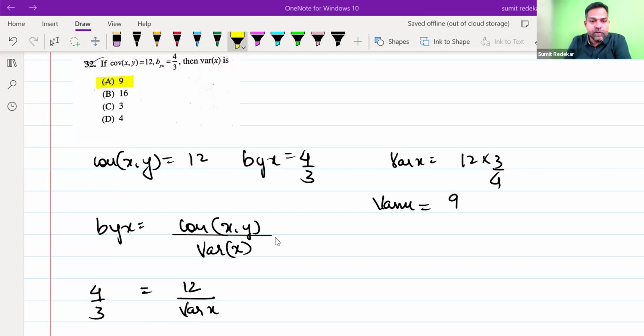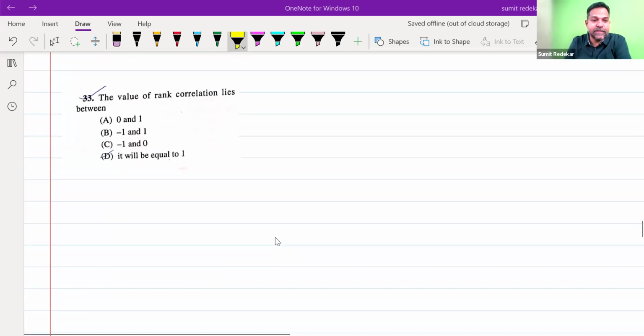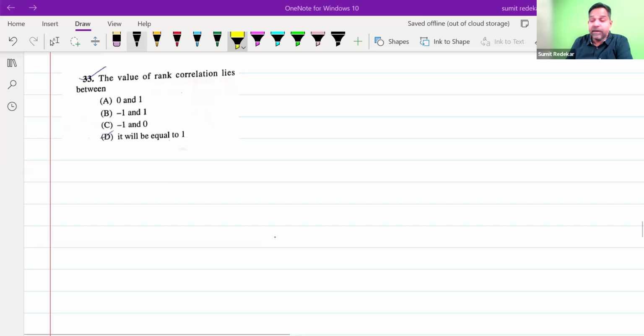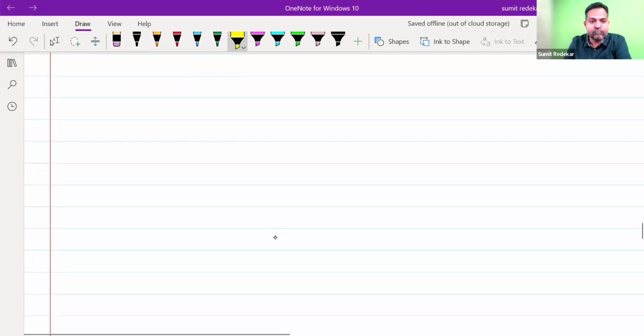Moving on to question number 33. What does the question say? The value of rank correlation lies between... see, no matter what correlation it is, whether it is Karl Pearson, whether it is rank, or whether it is coefficient of concurrent deviations, the answer is always between -1 and 1.